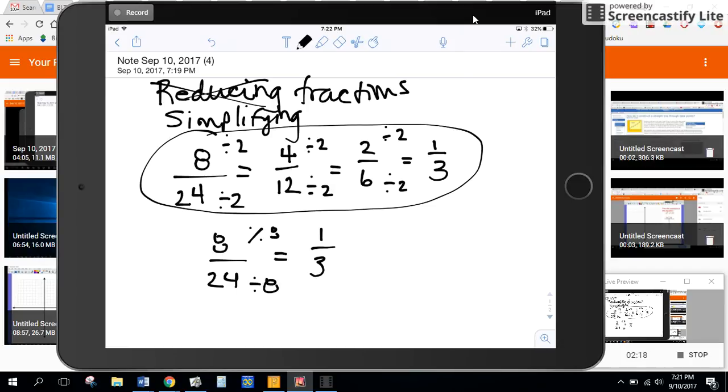Just because you reduce once doesn't mean you are done. So you couldn't get to this step here and stop. You couldn't get to this step here and stop. Even though you reduced or simplified, you didn't simplify to the lowest terms, and therefore you would still lose points on a test or quiz or assessment for a lack of showing knowledge of what simplest terms means.